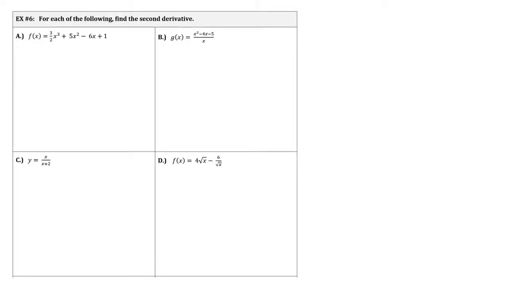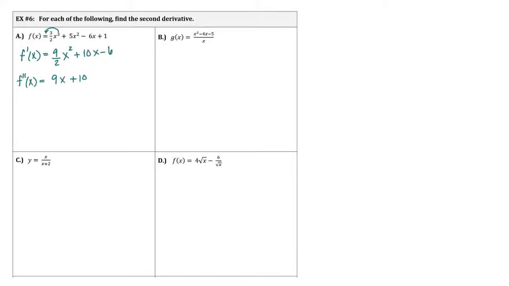All right, so for all of these, they want us to find the second derivative. So let's go through and check to see, do I need to rewrite any of it? And I don't. So now let's pick up and try to do the second derivative. So before we get to the second derivative, we'll have to do the first derivative. So I'm going to multiply that 3 down. So that's going to be 9/2 x squared plus 10x minus 6. And now let's go to our second derivative. And so that's going to give us 9x plus 10.